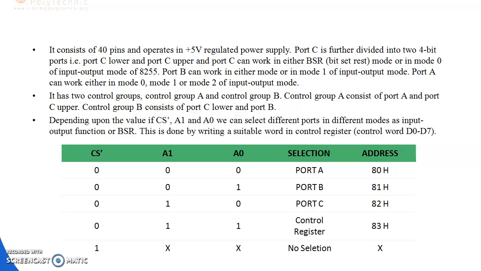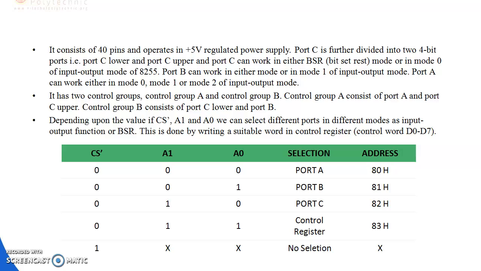Control group A consists of port A and port C upper, and control group B consists of port C lower and port B. So depending upon the values of CS bar, A1 and A0, we can select different ports in different modes as input output functions of the 8255. This is done by writing a suitable word in the control register.